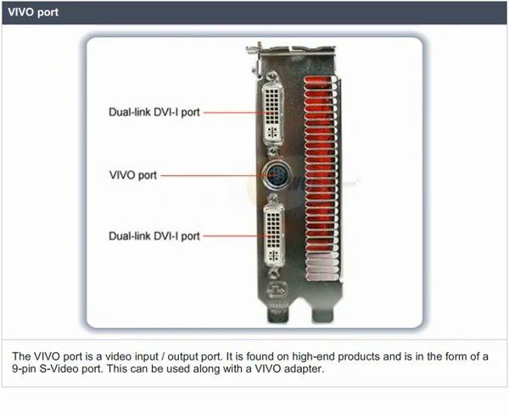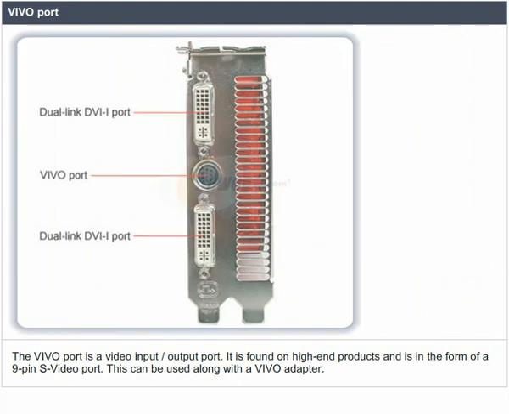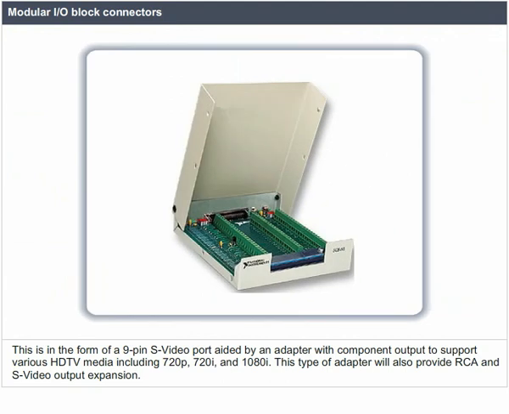VIVO port. The VIVO port is a video input-output port. It is found on high-end products and is in the form of a 9-pin S-video port. This can be used along with a VIVO adapter. Modular I/O block connectors. This is in the form of a 9-pin S-video port aided by an adapter with component output to support various HDTV media, including 720p, 720i, and 1080i. This type of adapter will also provide RCA and S-video output expansion.